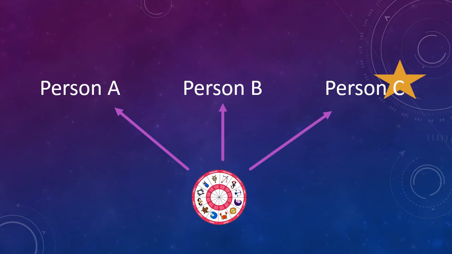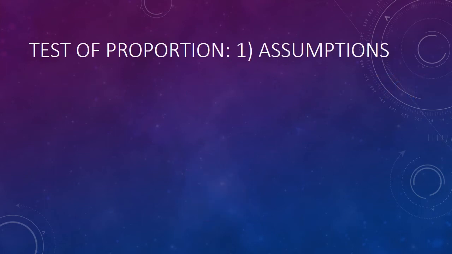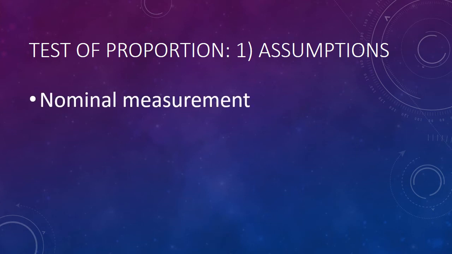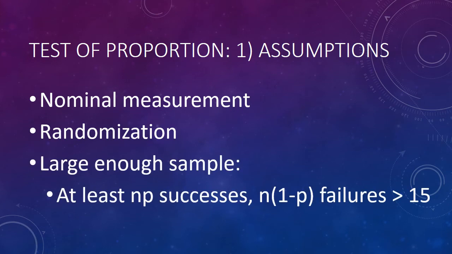As always, we first start with the assumptions for the test of a proportion. There are 3. First, the variable has to be nominal. Second, the data have to be obtained using randomization, that is, a random sample or some kind of randomized experiment. And third, the sample size needs to be large enough that the sample proportion is approximately normal. That is to say that our expected successes, that's our sample size times our population proportion, and our expected failures, our sample size times 1 minus our population proportion, both need to be at least 15.